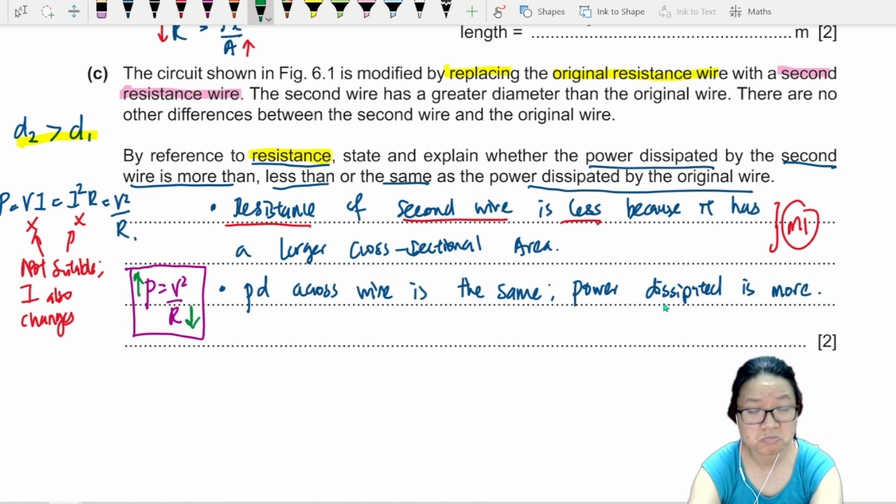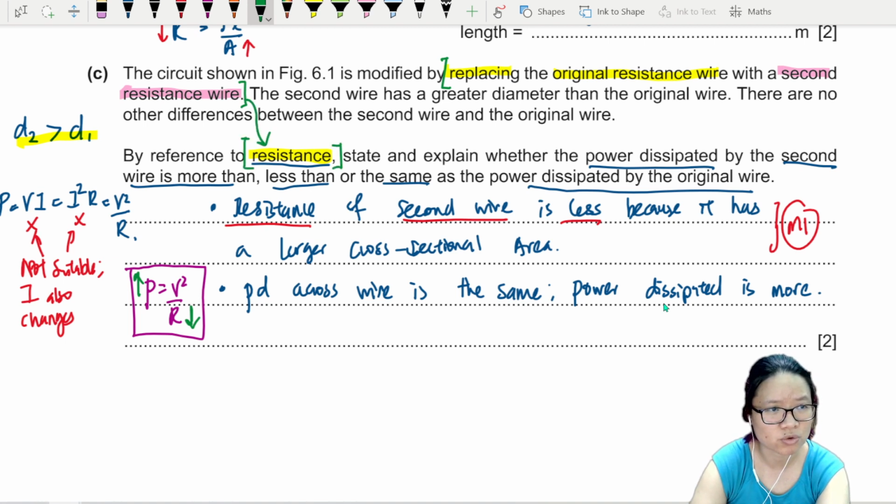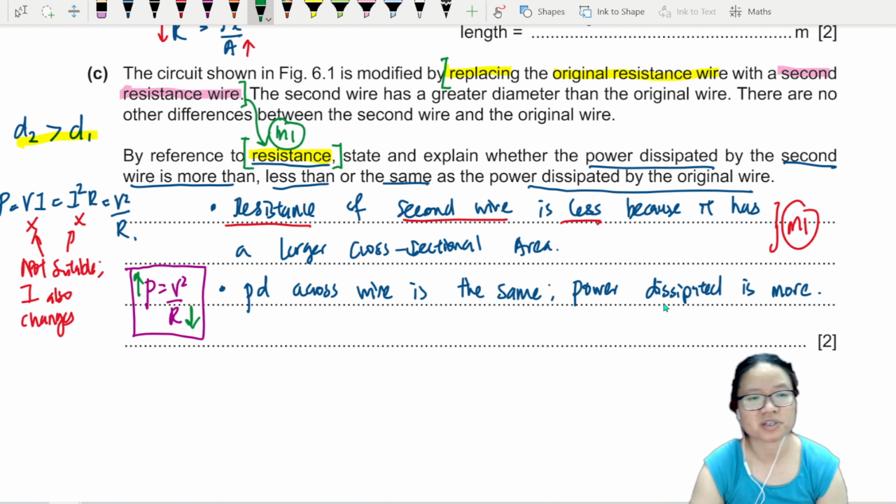So, interesting. It doesn't mean that just because resistance dropped, you get less heat. You need to see the connection. So always start with the change that we are doing. This is the change. How does this change affect the resistance? They even try to help you. This is your M1 mark.